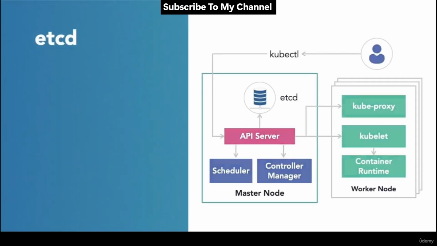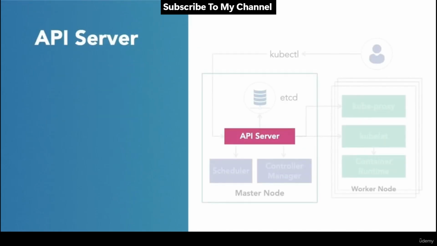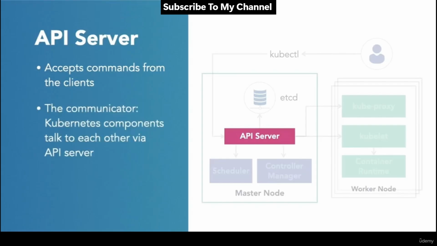etcd is a distributed key value data store that stores the configuration and state of the cluster. Master node runs the API server. The API server is responsible for accepting and processing commands from clients such as kubectl. The components of the master and the worker node do not talk to each other directly. They do so via the API server.